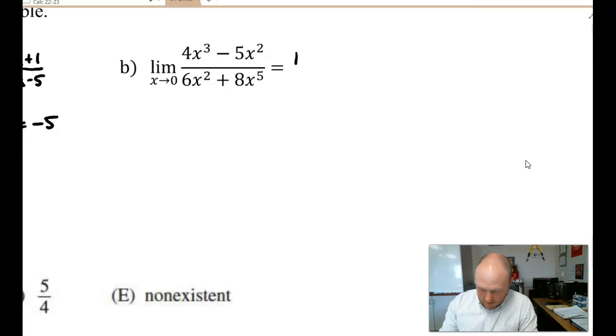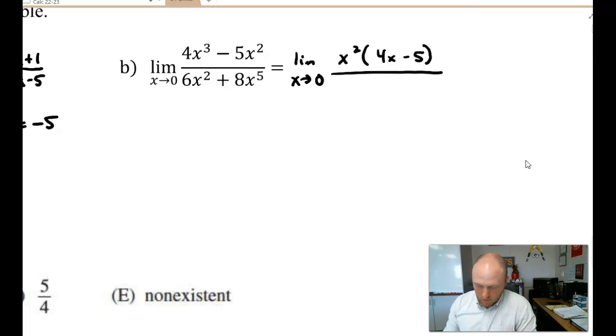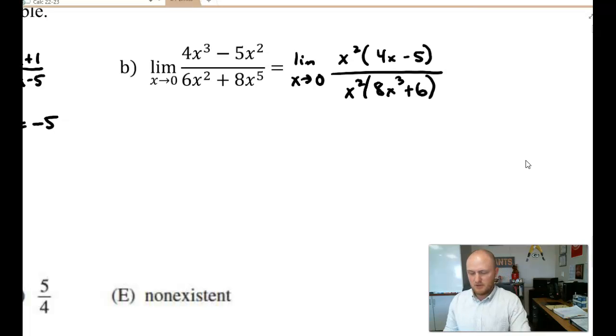So what we're going to do is rewrite this. The limit as x goes to 0, and we're going to factor. I'm going to take out an x squared, it looks like. I have 4x minus 5 over, we'll take out an x squared. If you wanted to put this in standard form, you can go ahead and do that. 8x cubed plus 6. You don't have to. And check it out, my x squared is going to cancel, and it looks like we'll have a hole at 0.